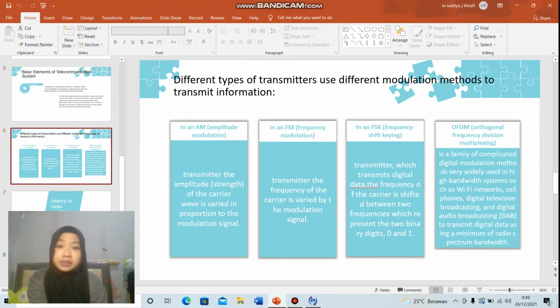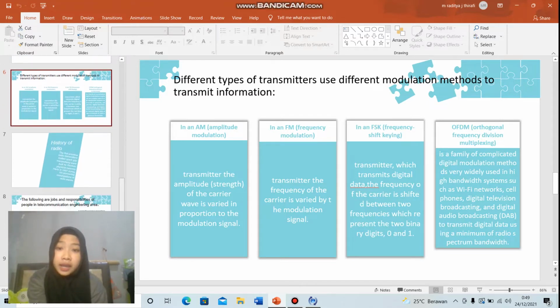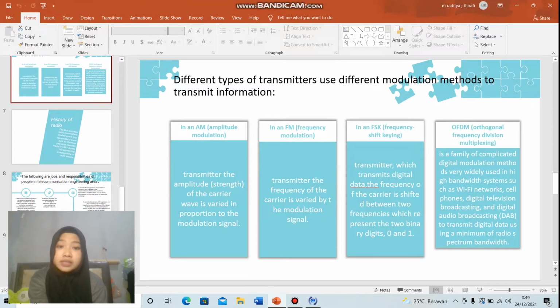Different types of transmitters use different modulation methods to transmit information. In an AM, amplitude modulation, transmitter, the amplitude strength of the carrier wave is varied in proportion to the modulation signal. In FM, frequency modulation, the frequency of the carrier is varied by the modulation. FSK, frequency shift keying, transmits digital data. The frequency of the carrier shifts between two frequencies, which represent the two binary digits 0 and 1.